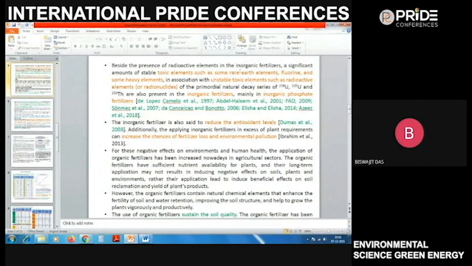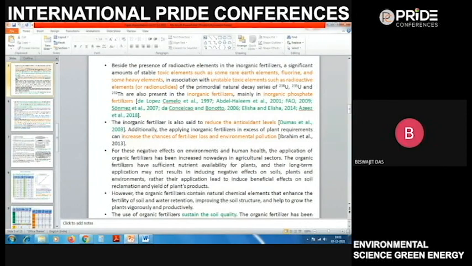Besides the presence of radioactive elements in inorganic fertilizers, a significant amount of toxic elements such as some rare earth elements, fluorine, and some heavy elements, in association with unstable elements such as radionuclides of the primary natural decay series of uranium-238, uranium-235, and thorium-232, are also present in inorganic fertilizers, mainly in inorganic phosphate fertilizers. These have been reported in some studies.